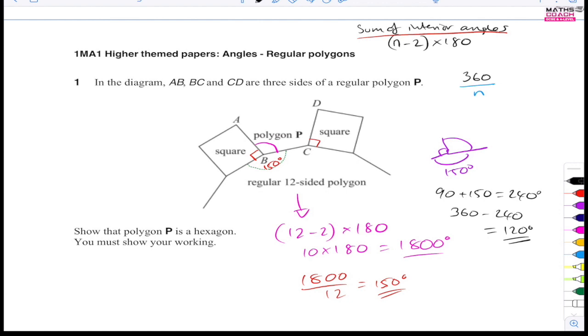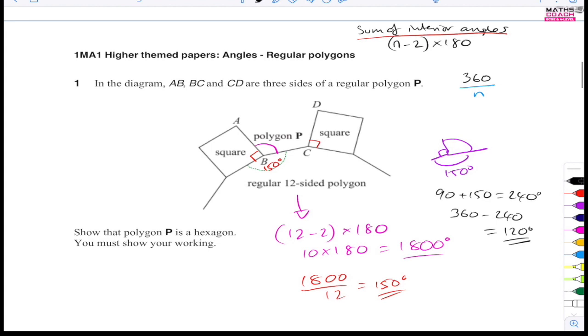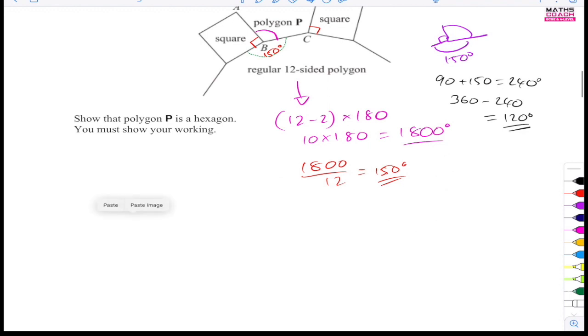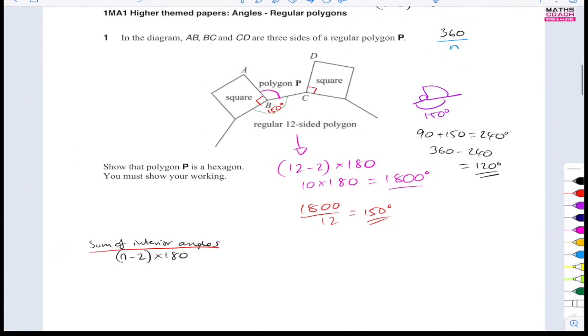So how do we show that this is a hexagon? Well, let's use our formula. I mean, we can do this in a number of ways. Some of you may decide you want to find the exterior angle and then divide 360 by that, and then that will tell you exactly what you want. In fact, let's do that. That's probably quicker than using the sum of the interior angles.